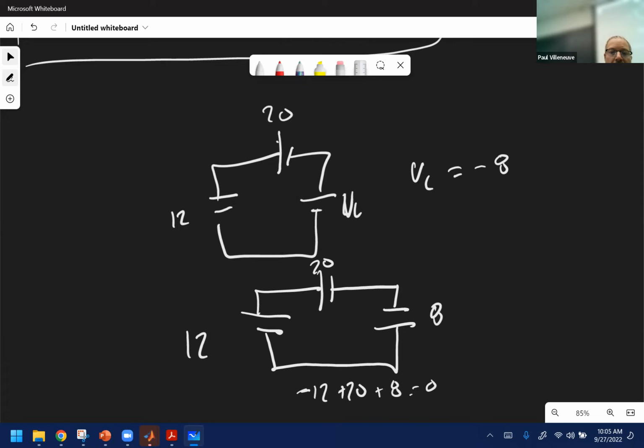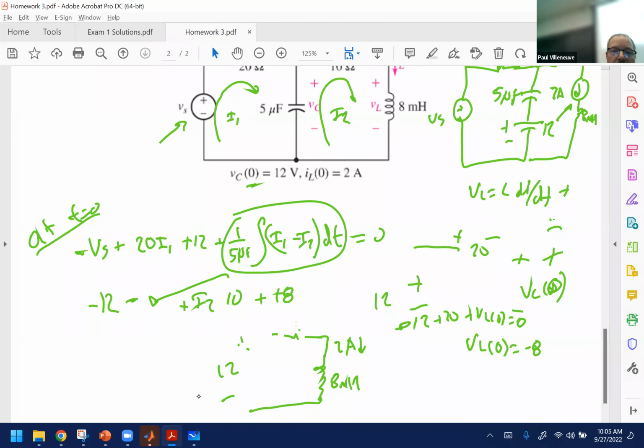So yeah, you're right. That should be a negative number. Yep, so that should be, where am I? Over here. That should be minus 8. And then the last thing I need is the voltage drop across the inductor, L dI/dt. So plus 8 milli times dI2/dt, and that equals 0.